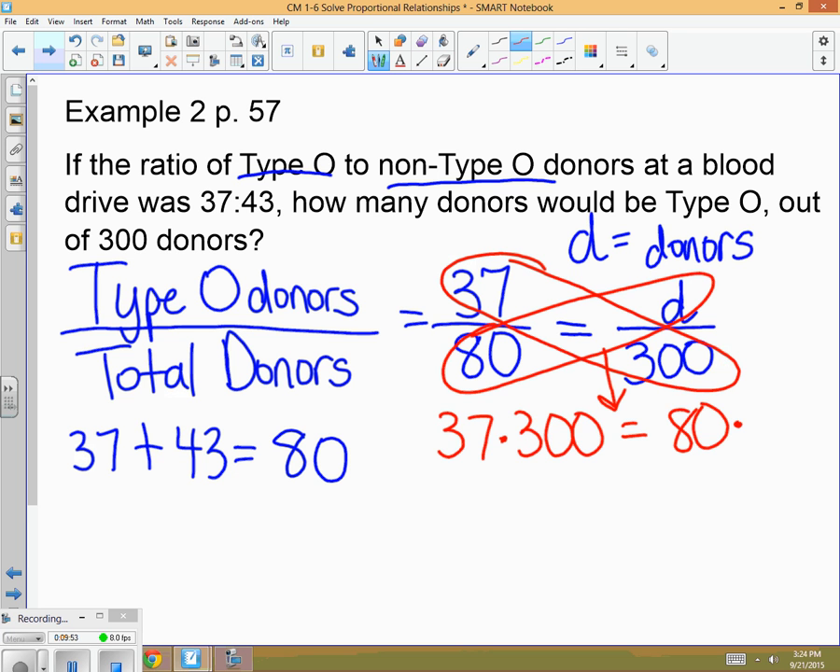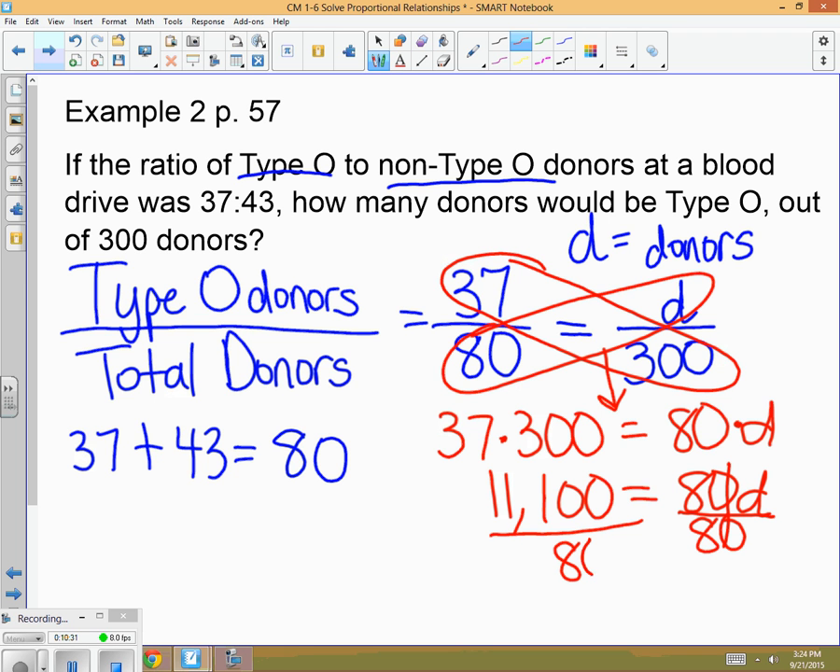I'm going to simplify this. 37 times 300 is 11,100. And 80 times D makes 80D. To solve for D, I want to undo the multiplication between 80 and D. The opposite of multiplying is divide. So we want this to cancel out to 1. Since 80 divided by 80 makes 1, it cancels out. But to keep it balanced, whatever I do to the right side, I also need to do to the left side. So I'm dividing that side by 80 as well.